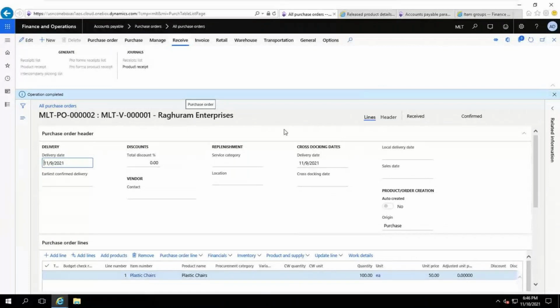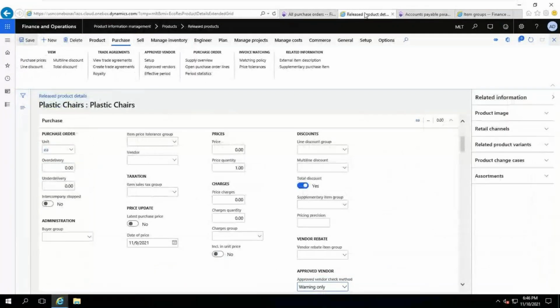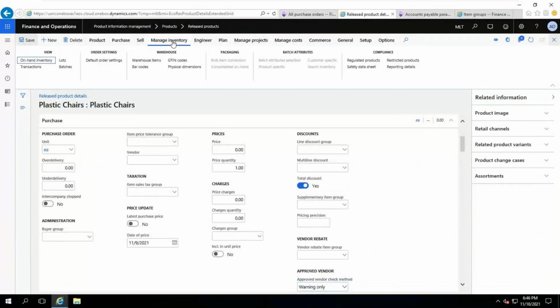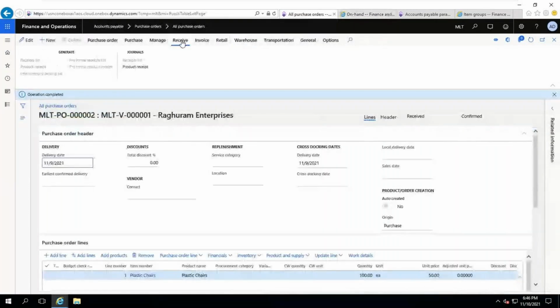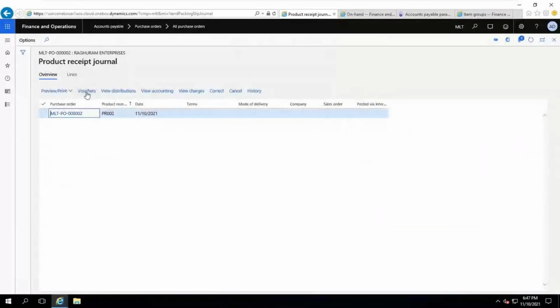Okay, now the product receipt is updated. If you verify the on hand inventory under manage inventory, the stock is updated, and the 100 quantity was updated. But if you verify the purchase order's product receipt voucher, it will be blank. The vouchers are blank.